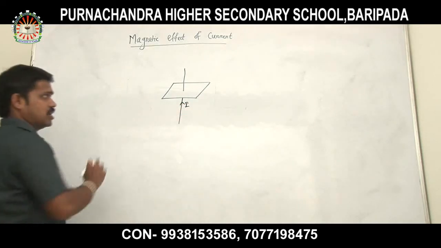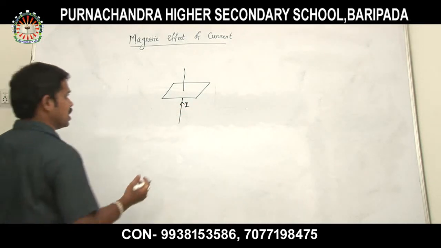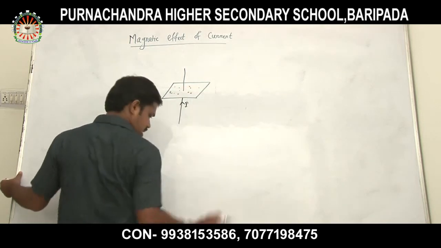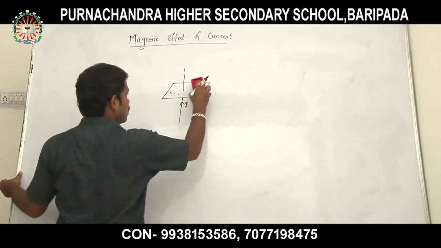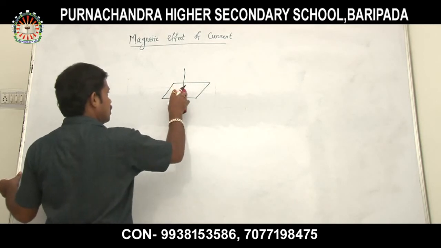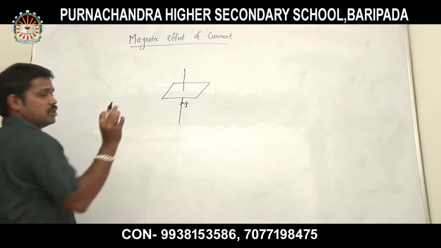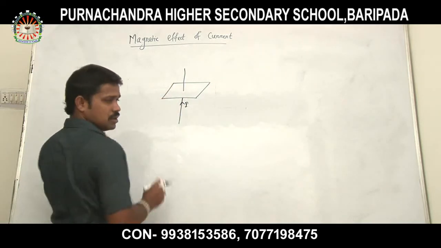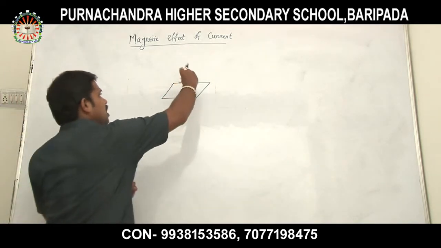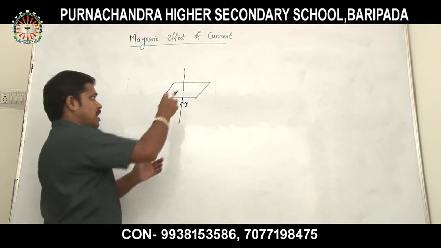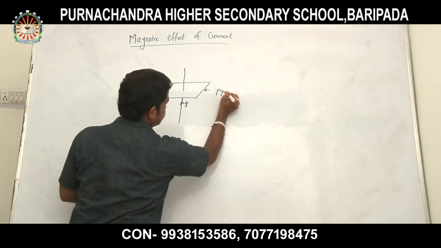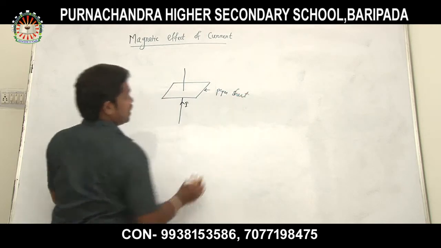So that means this conductor is a current carrying conductor, very simple. There are some iron filings, or dust of iron, present on it. Let us put some dust of iron, or iron filings, on this sheet. This is your paper sheet.